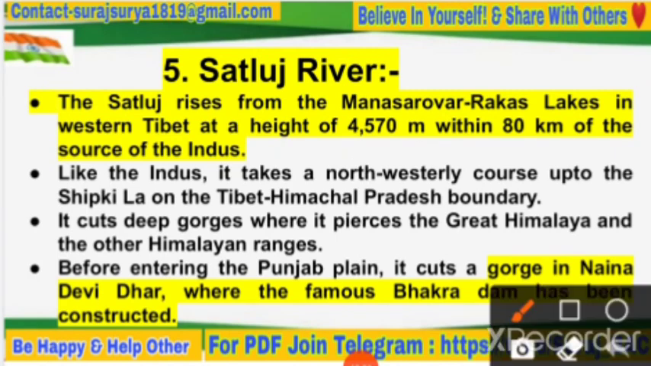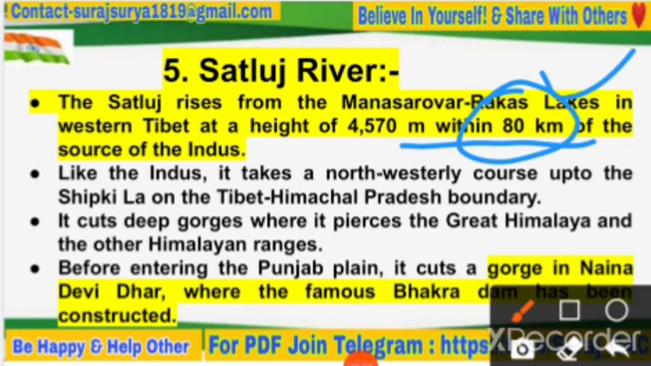It also originates from the Mansarovar Rakas Lakes, which come in western Tibet at a height of 4,570 meters above sea level, within 80 kilometers of the source of the Indus. It is close to the origination point of the Indus River, because you will find only an 80 kilometer difference between the two origins. Like the Indus, it takes a northwesterly course up to Shipki La.